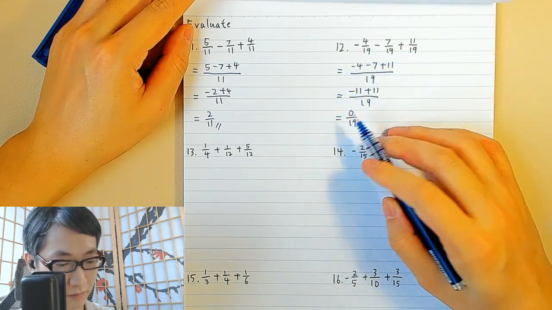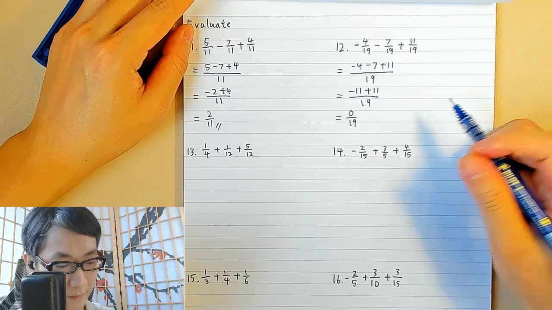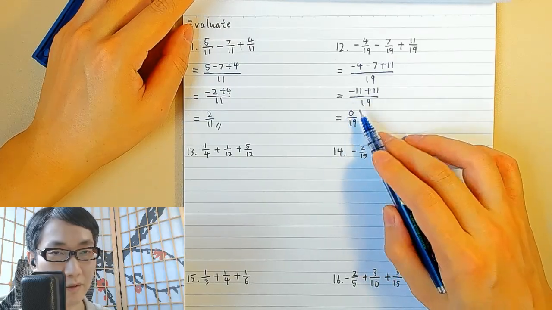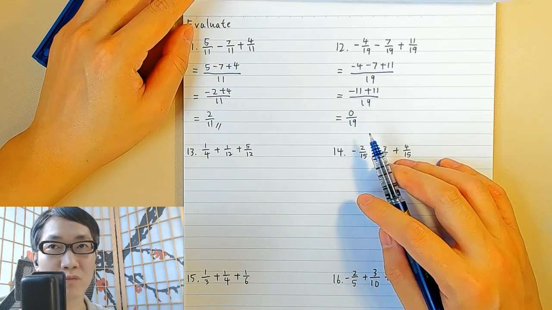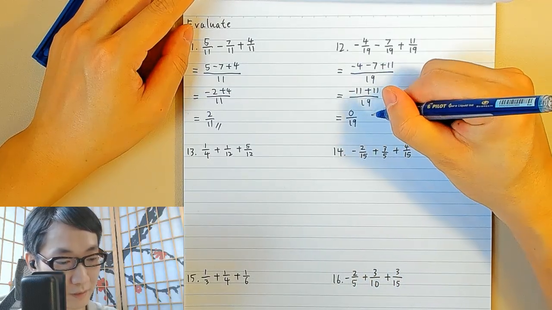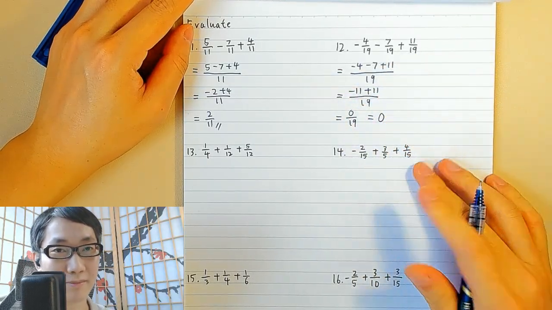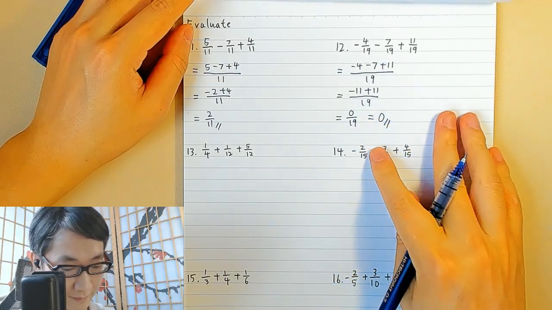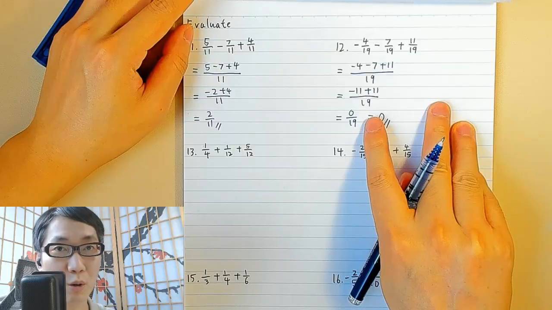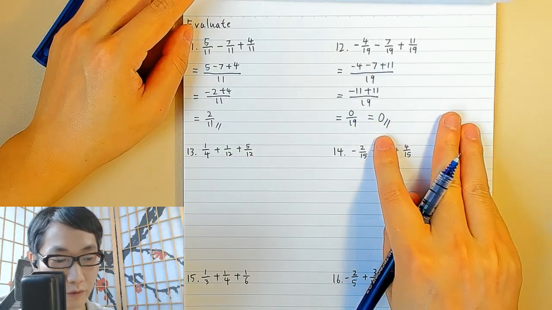So 0. So what is this? On a pizza that is divided into 19 equal pieces, we have none of the pizza, which means we do not have any value in terms of pizza, which means it's a 0. So it's also true for 0 over anything. 0 over 2, 0 over 4, 0 over 6. All of them are 0.